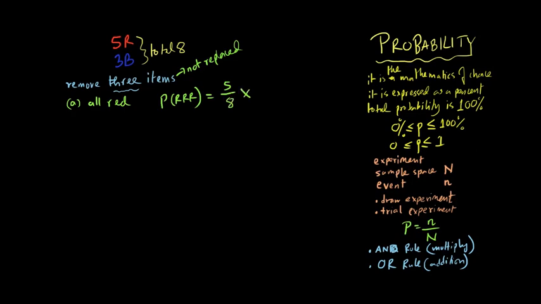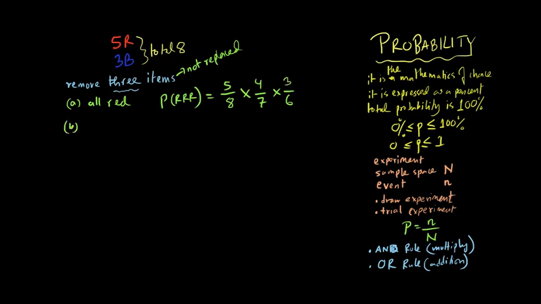And now, since things are not replaced, the numbers are going to be decreasing. So we have removed one red, so the total is now 7, and out of the red, there are 4 red. So 4. Then we have removed 2 red. For the third one, we now have a total of 6 items in the bag, since we have removed 2 red, and in the red we have 3 items. So this is going to be the probability of red and red and red.